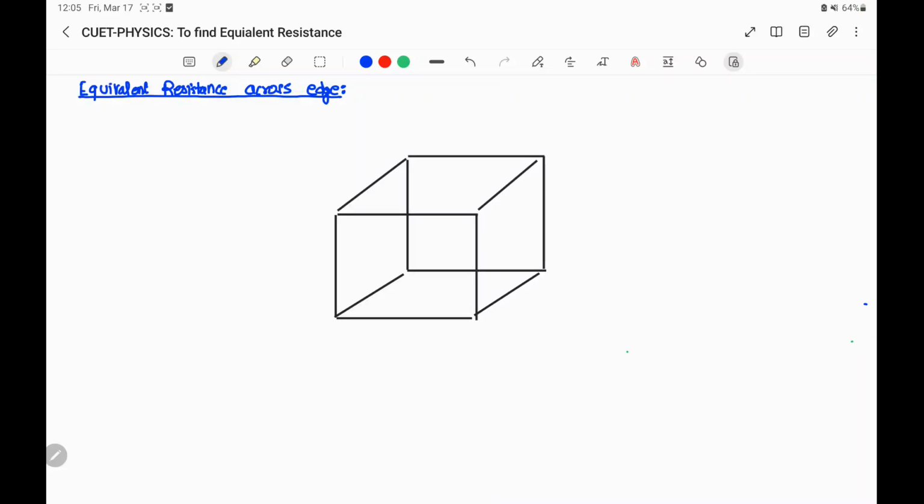Now we have to find the equivalent resistance of the network of 12 resistors connected in a cube across the edge. The cube is ABCD, EFGH. Suppose we consider the edge AB, so current is coming in at A and going out of the terminal. This edge AB is the edge across which we have to find the equivalent resistance.